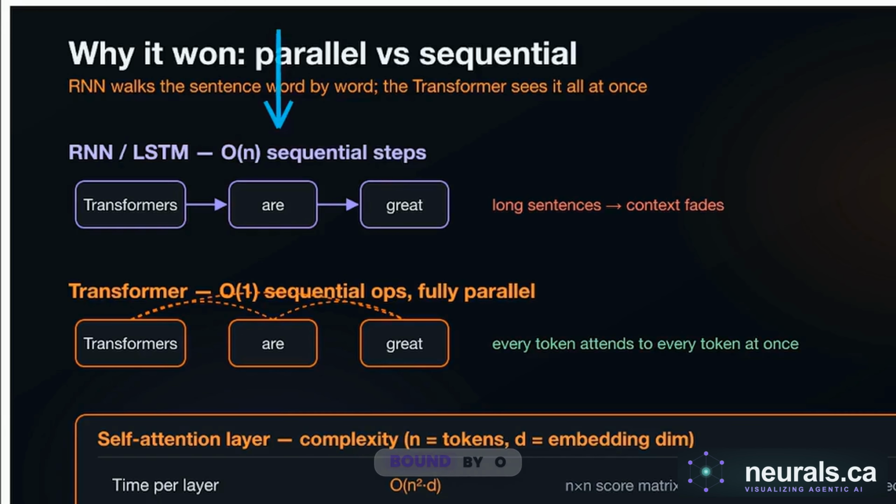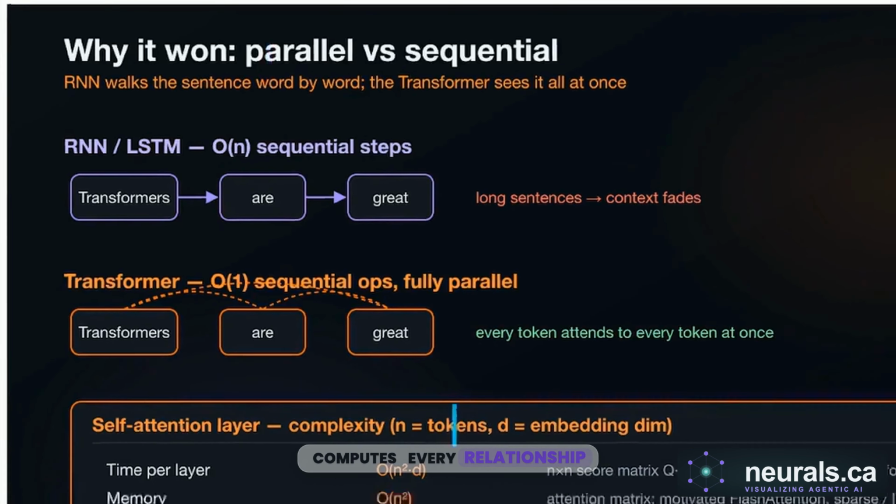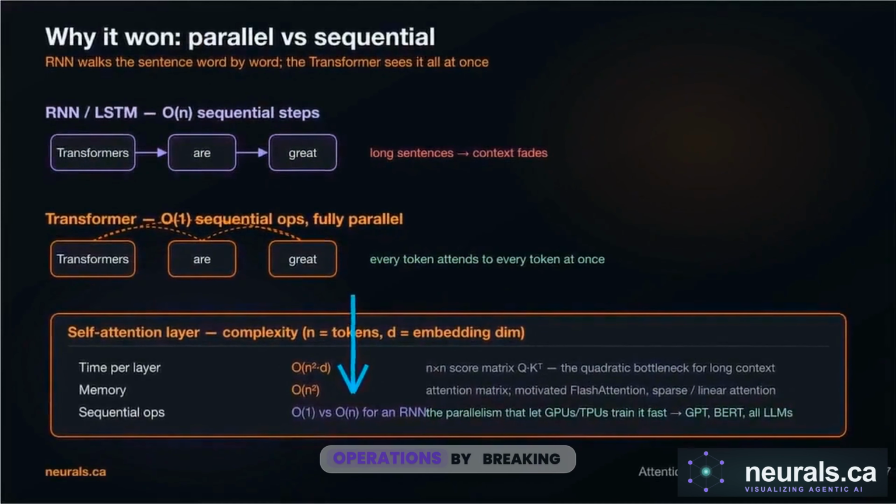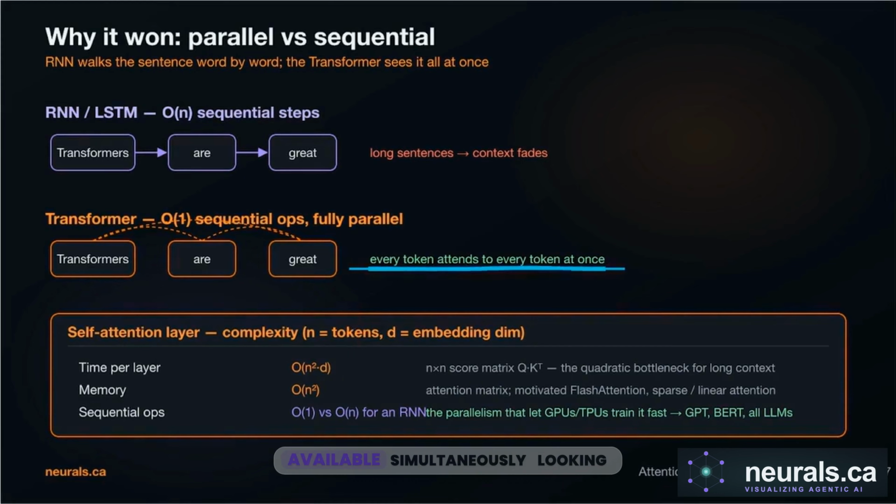This highlights the architectural shift. RNNs are bound by O of n steps. The transformer computes every relationship in O of 1 parallel operations. By breaking the left-to-right chain, it treats the sequence as a single data block, making every word available simultaneously.